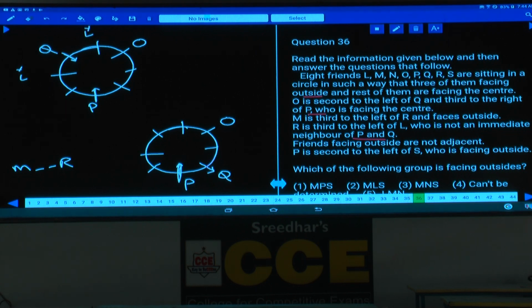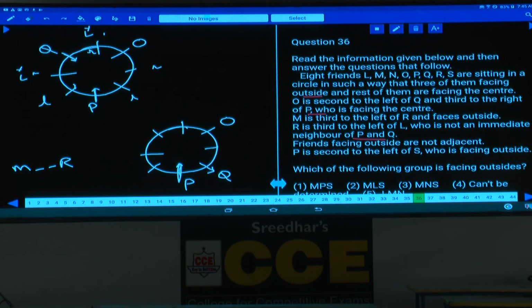There are 3 possibilities for this L in case 1, isn't it? If L is here, that is the first possibility. If L is here, R is third to the left of L. As R is third to the left of L, if L is facing the center, then R will be here. Or if L is facing away from the center, then R will be here. There is a possibility for this L. Now tell me whether L can be here or not. If L is here, R can be either here or here. There is another possibility. If R is here, L can be here or here. There are 3 possibilities in this one, hence as of now we cannot represent this one.